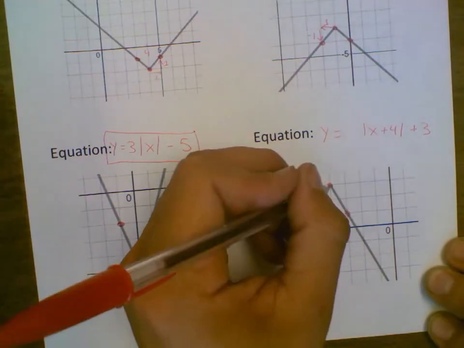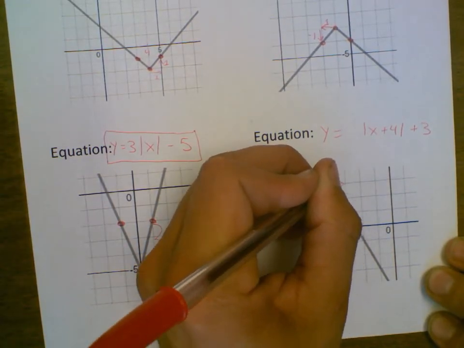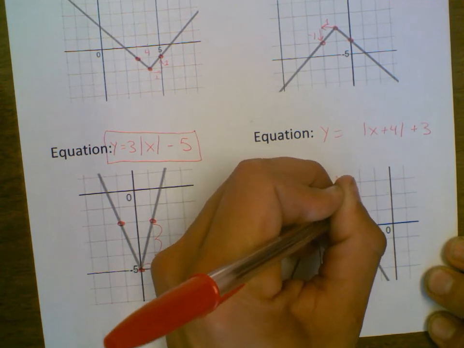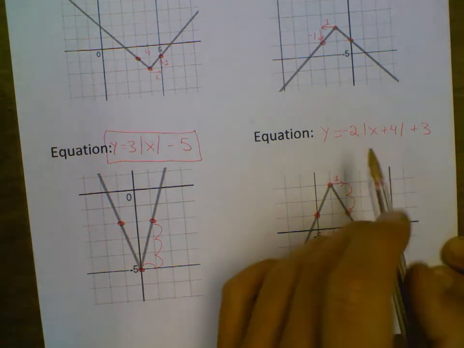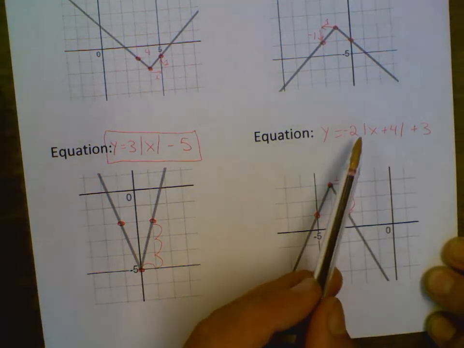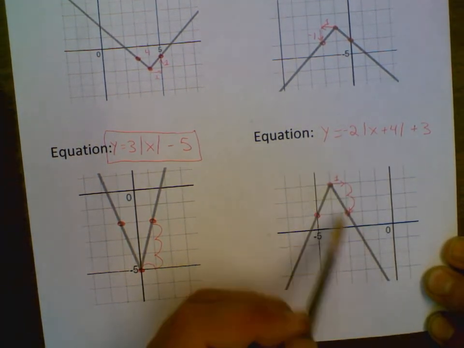Last thing I look at is when I've been shifted over 1 unit, I notice it goes down 1, 2, so I'm going to have a negative 2 in the front. Okay, so this equation is left 4, up 3, stretch of 2, and it's been reflected going down.